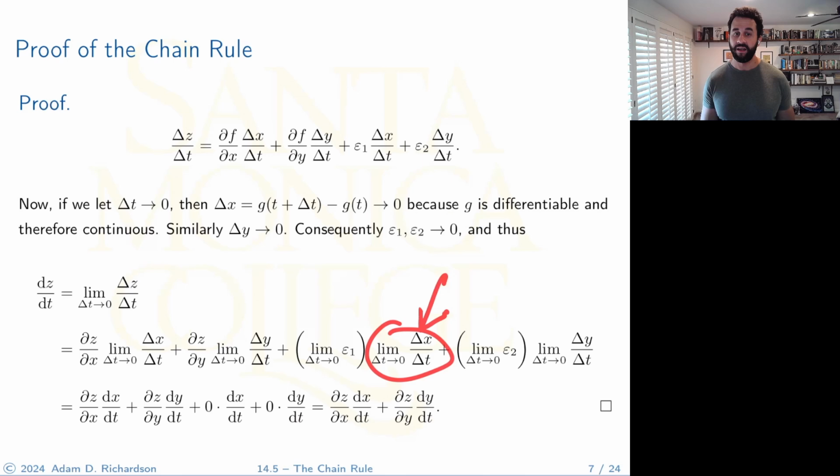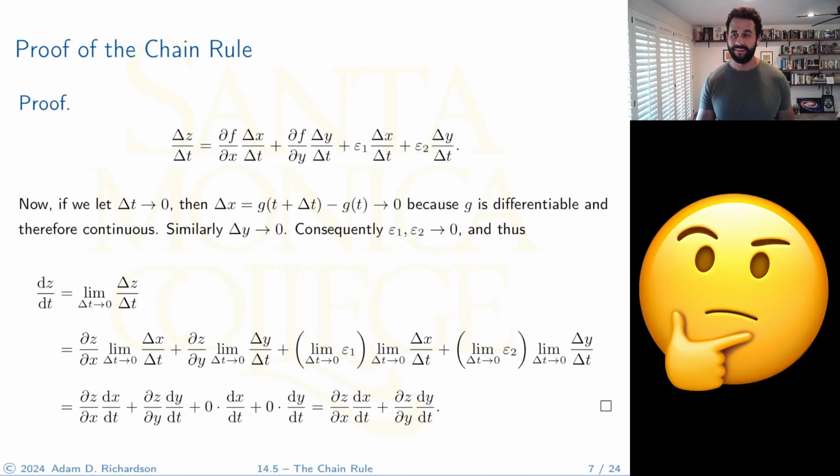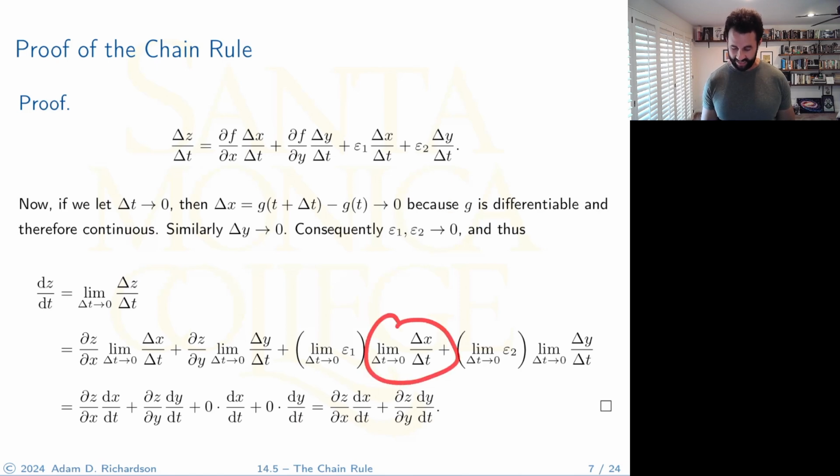Why? Because we said that x was a differentiable function of t. So that means that if I take the limit of the difference quotient as the denominator goes to 0, it exists. Same thing here. This limit exists. This limit exists. So the distribution of that limit operator to all of those terms and all of those factors and pulling out the constants, all of that is fully justified.